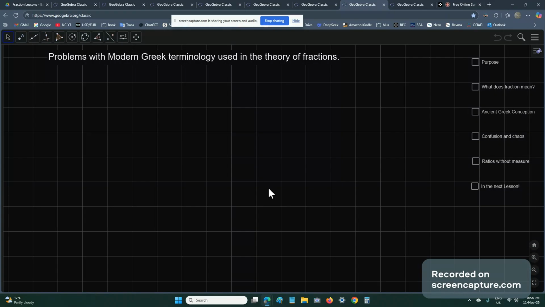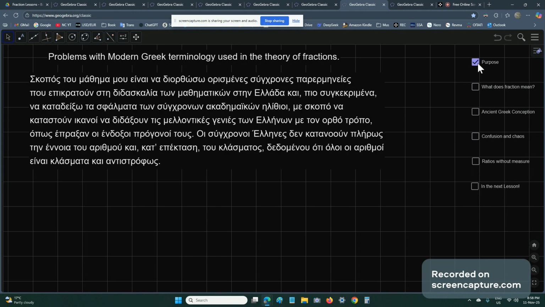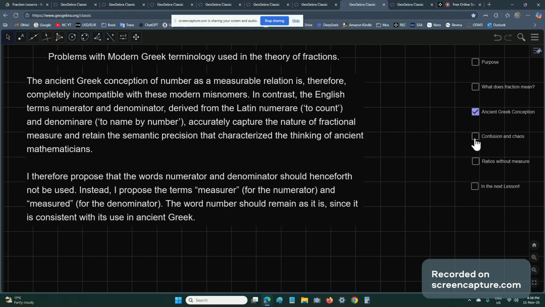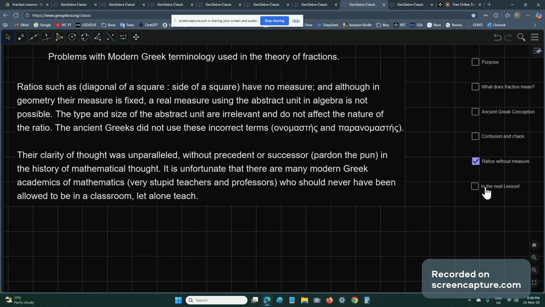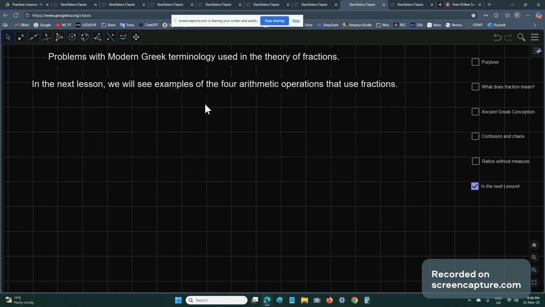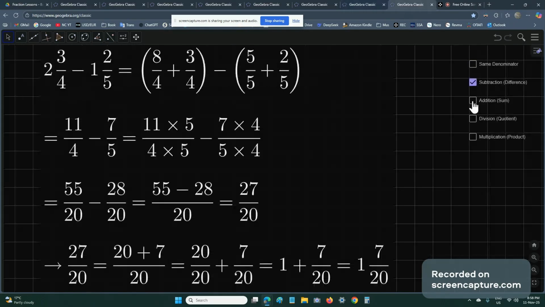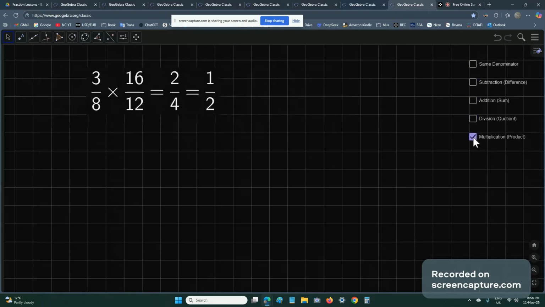Okay, and it's the same thing with most of the operations in Greek mathematics. For example, why do you multiply the numerators and the denominators when you're doing a multiplication problem? So there's a lot of confusion and chaos. And the purpose, oh, this is still in Greek. I have to change that to English. Okay, that's not a problem. So I'll be doing that soon. What does fraction mean? The ancient Greek conception, confusion and chaos, ratios without measure. And in the next lesson, the final lesson, which is the eighth lesson, we see all these problems done and explained by the presenter.